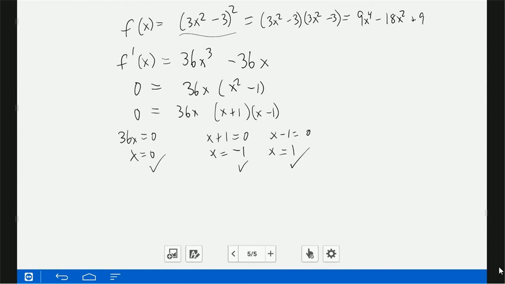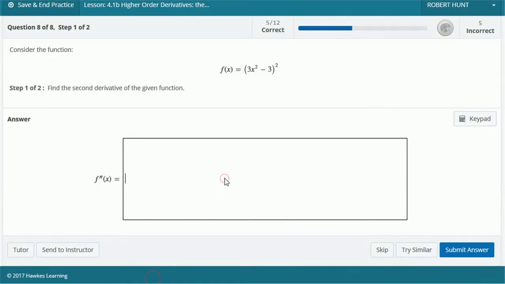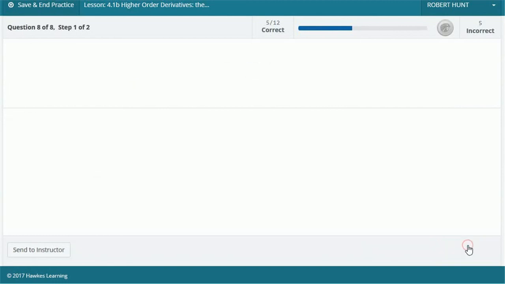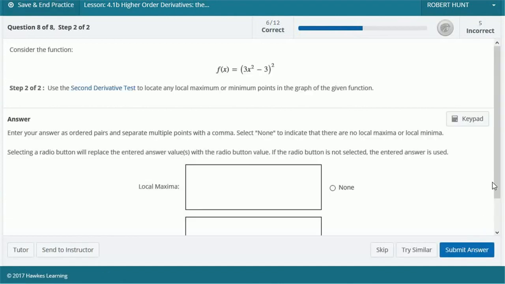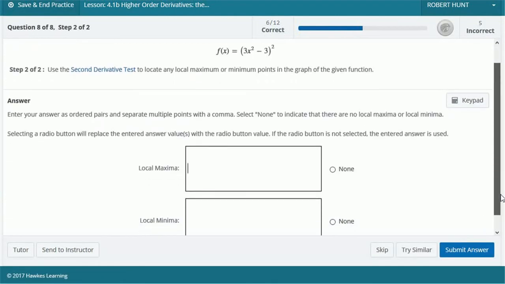Okay, the question asks for the second derivative. So let's go ahead and look back at our first derivative again. Get our second derivative. 36 times 3 will be 108. It'll be x squared minus 36. Alright, so let's plug that in. 108x squared minus 36. Correct. And the final part, the local extrema, local max and min.